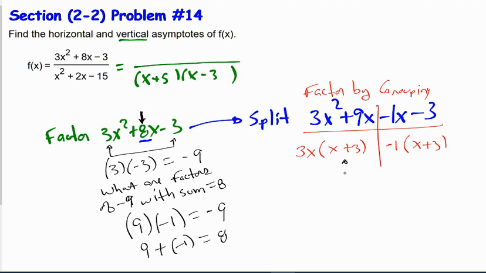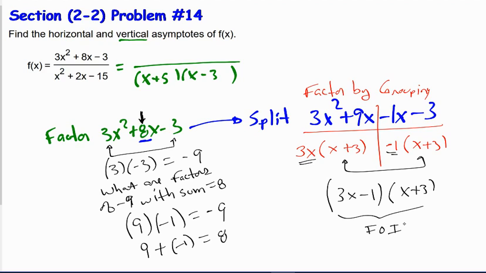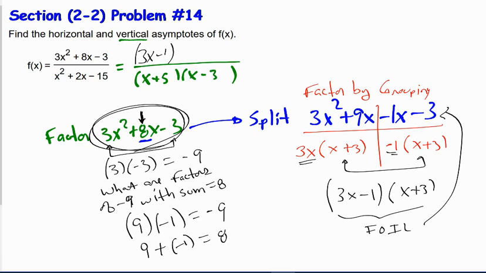And now the repeated factor is one of our factors, and the GCFs come together to form the other factor. And if you were to FOIL this, and combine the two middle terms, you would get back the polynomial here. So these are our factors. We will put them in the numerator here, 3x minus 1 and x plus 3.